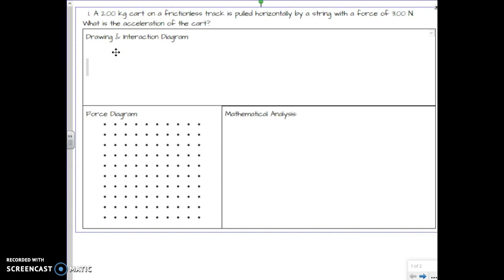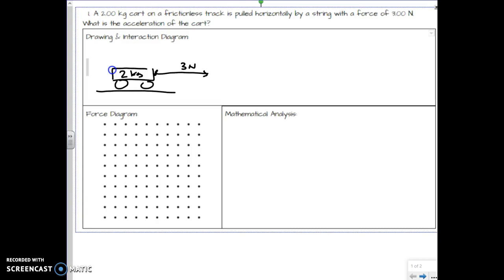A cart on a frictionless track is pulled horizontally by a string with a force of 3 newtons. What's the acceleration of the cart? So I'm going to quick draw a sketch of what I imagine is going on here. We have a cart. It says that that's 2 kilograms, and there's a string attached to it, and it's pulling to the right, and it says that that's a 3 newton force.